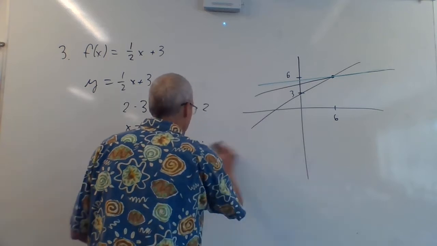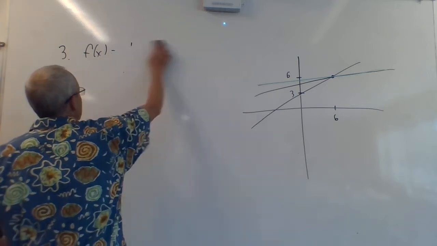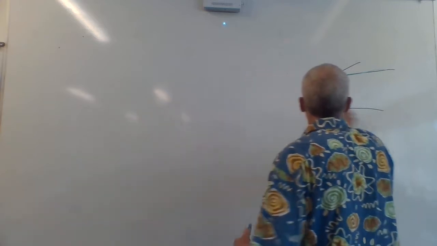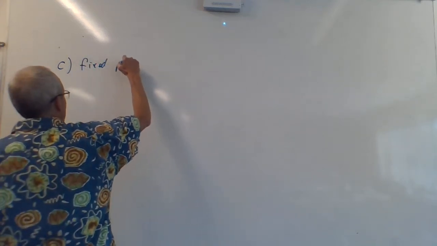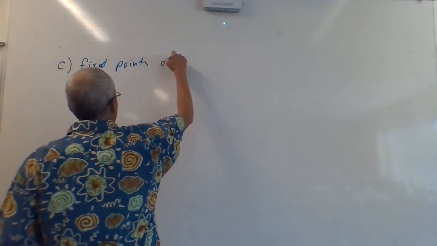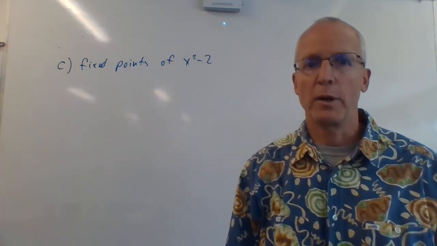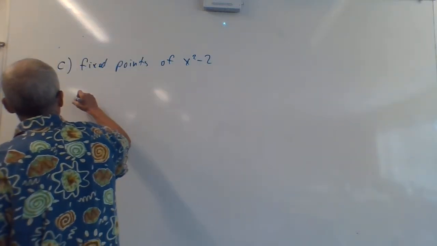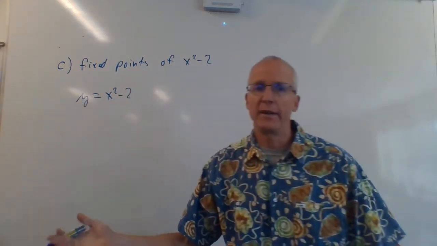Let's say we want, okay, erase all this. Okay, so part C says find the fixed points of x squared minus 2. That's our function. They call it g, you can call it whatever you want. Okay? Now the fixed points are when the y value, and remember this is y, so y is equal to x squared minus 2. A function is just the y value, g of x, whatever is the y value.